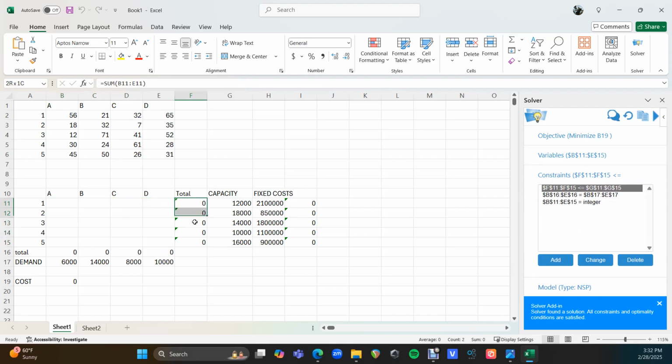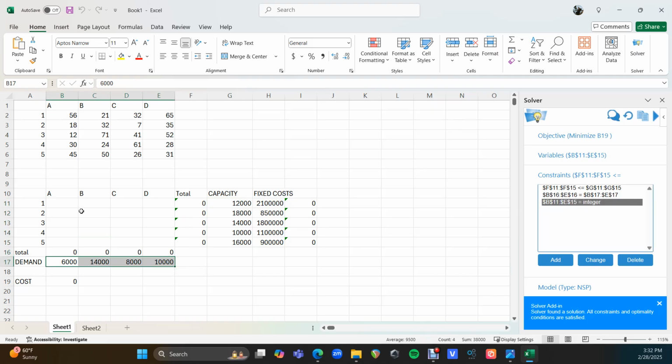Constraints, again: we wanted all of these to be less than or equal to the capacity. That's what I have first. And then the second one, all of these totals of each column have to meet the demand, so they have to be strictly equal to the demands here. And then I've just made sure that all of these outputs will be integers.